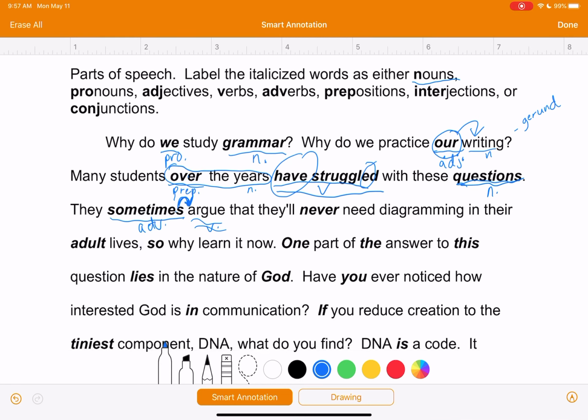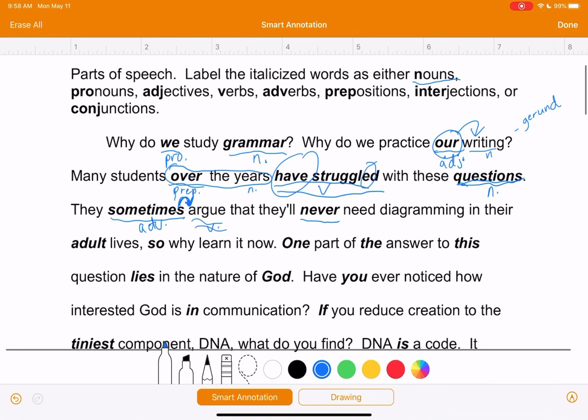Adverbs answer questions. One of the questions adverbs answer is when. And here's another one like it. They'll never need. Okay, need is another action verb, right? And this never is telling when they'll need it. So another adverb. If you have trouble identifying parts of speech, one thing you can do is look up the questions that adverbs answer and the questions that adjectives answer, and that might help you.